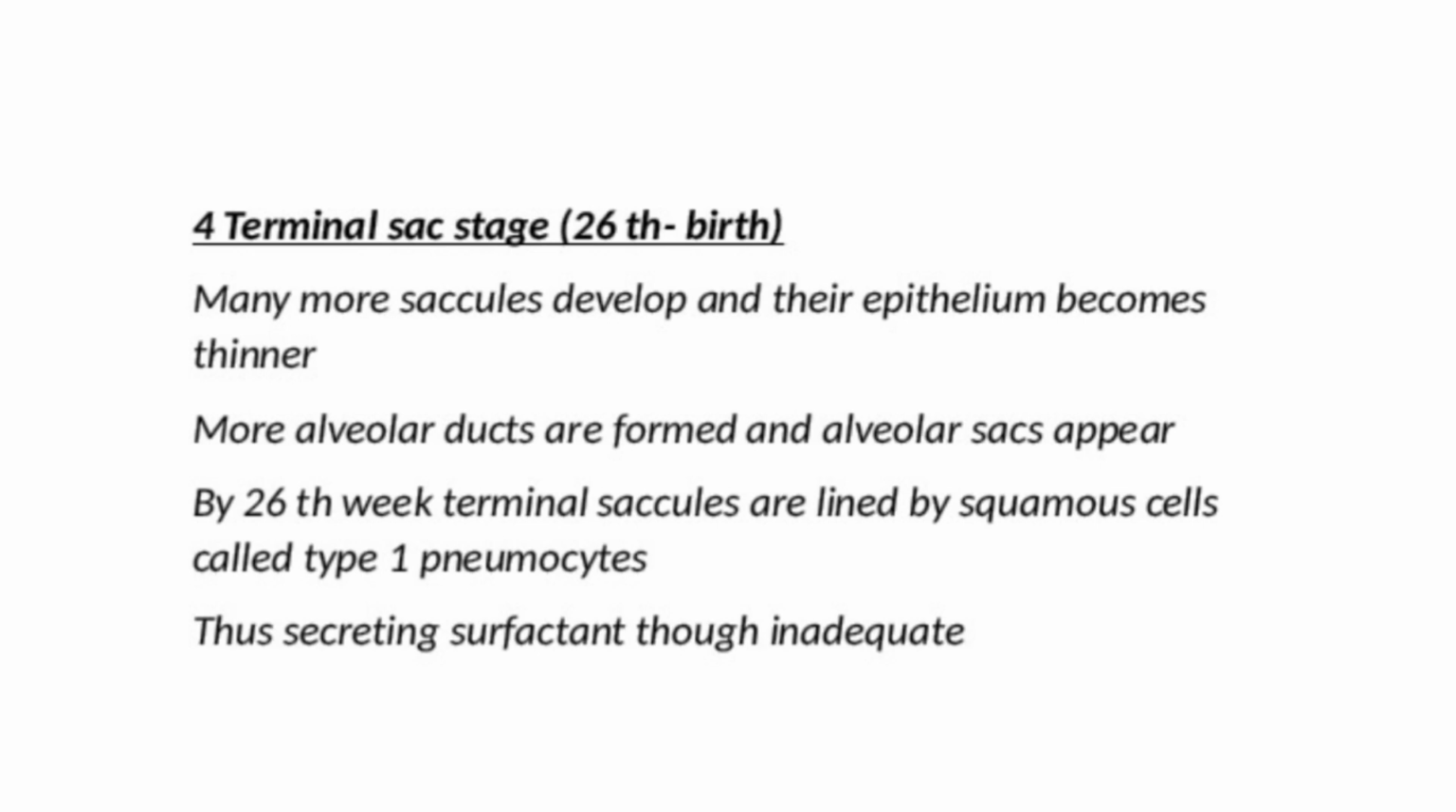By the 26th week, the terminal sacules are lined by squamous cells. Now, these squamous cells are the type 1 pneumocyte cells. They are squamous in nature. At this stage also, the type 2 pneumocytes secrete surfactant, though the surfactant itself is inadequate. Therefore, if the fetus is born at this stage, he or she will have a high probability of surviving.